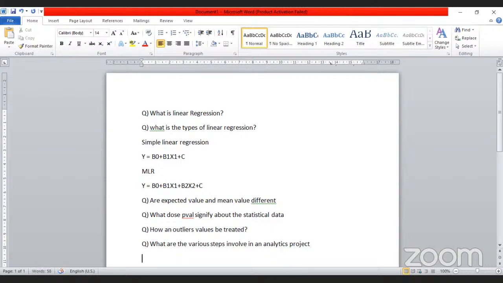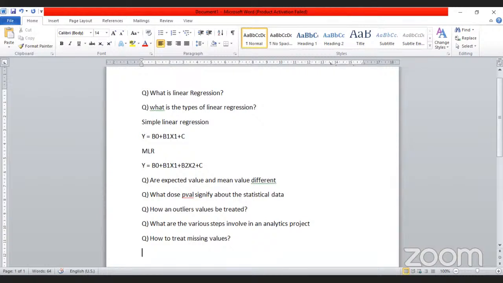Now the next question is: how do we treat the missing values? In our data we are having missing values. How to treat them? There are various ways to treat a missing value. For that, firstly, we have to find out which type of data we are having, right?